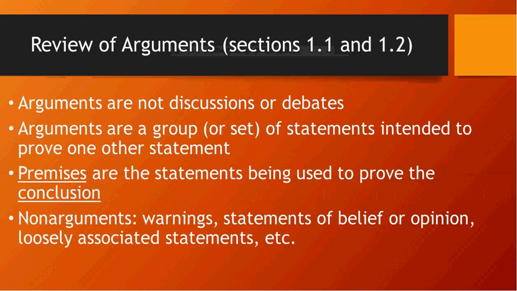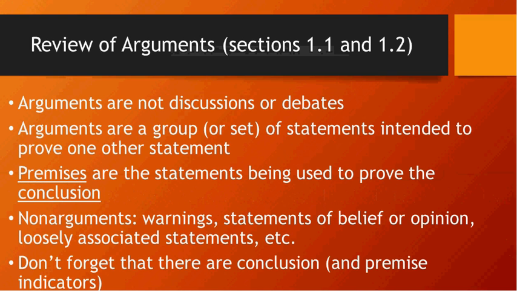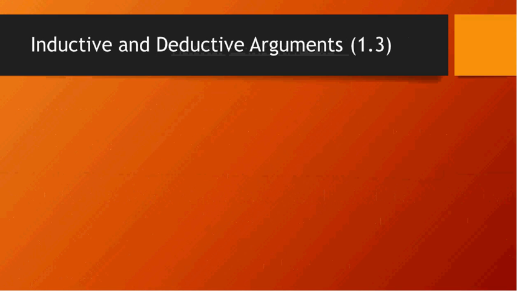Also keep in mind that there's a list of passages or statements that are not arguments, or non-arguments, and some of the ones we discussed are warning statements, statements of belief or opinion, or loosely associated statements. And actually the list is a lot longer than that. And then also keep in mind that there are conclusion and premise indicators, and these are words that tell us that a conclusion is about to follow. Examples of conclusion indicators are words like therefore. Examples of premise indicators are words like since or because.